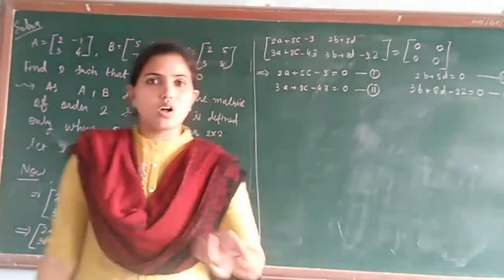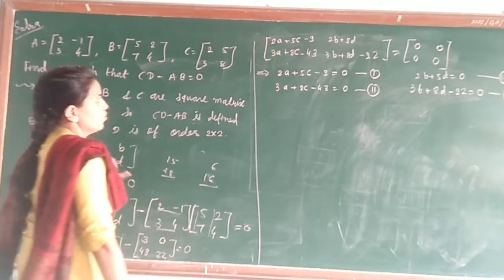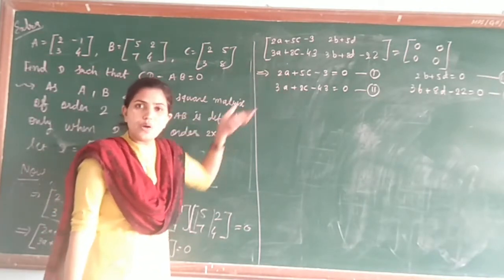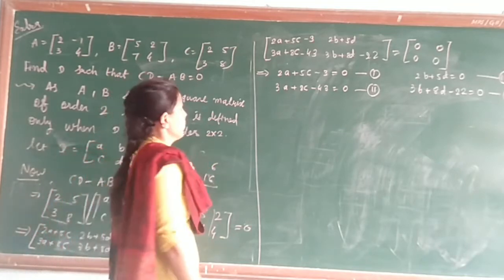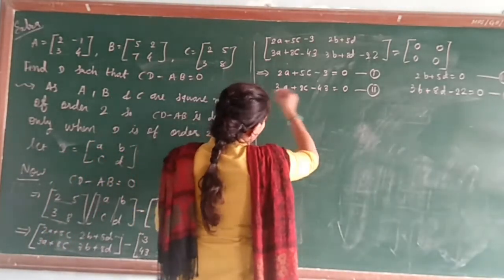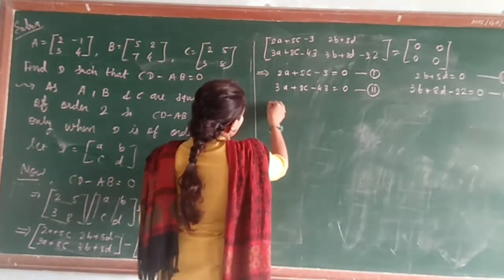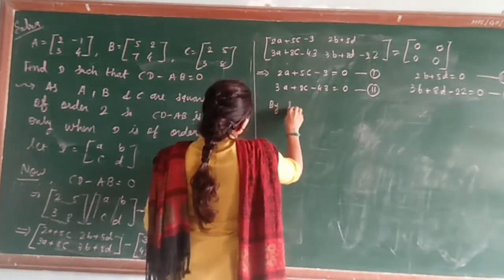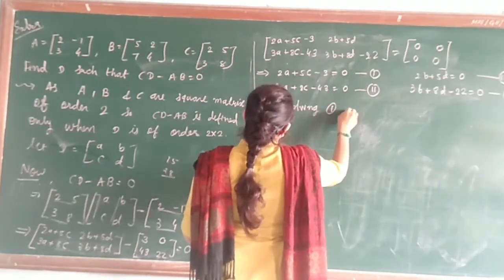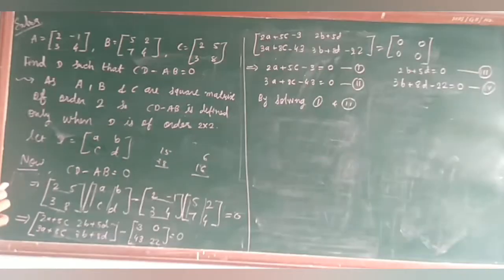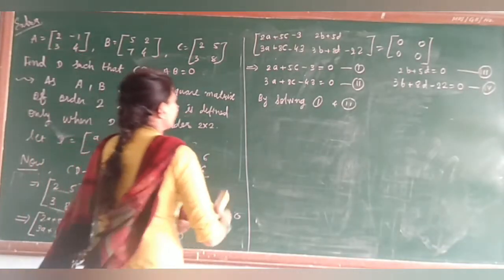Now you have to solve it. To solve, you know that these are two equations in two variables, you can easily solve them by the elimination method or any method, or any of the three methods you have. So solve it by the method. So by solving 1 and 2, let me find out how you will solve equations 1 and 2.